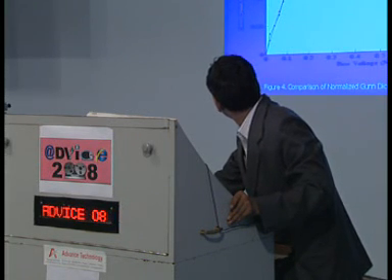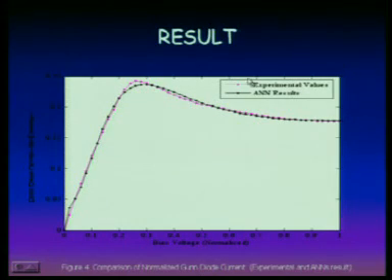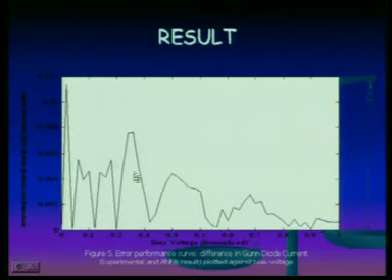We can see that the ANN results are these dotted black lines, and they are quite close to the experimental values, especially in the negative resistance region, which is the most usable region in microwave applications. This is the error performance curve. In the negative resistance region, we are getting an error of 0.004.